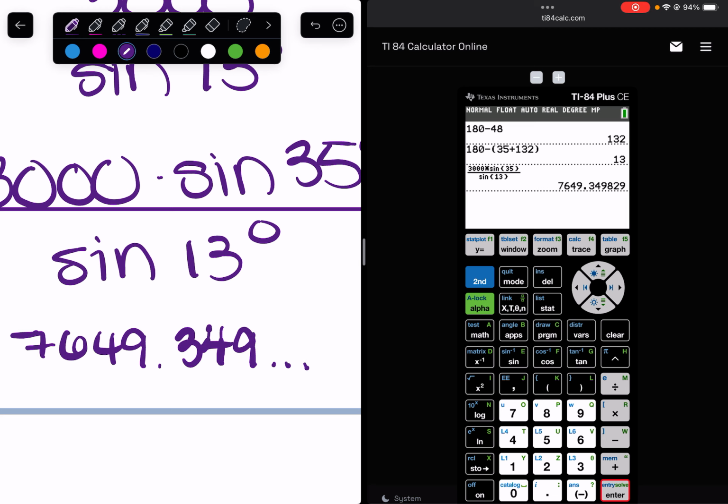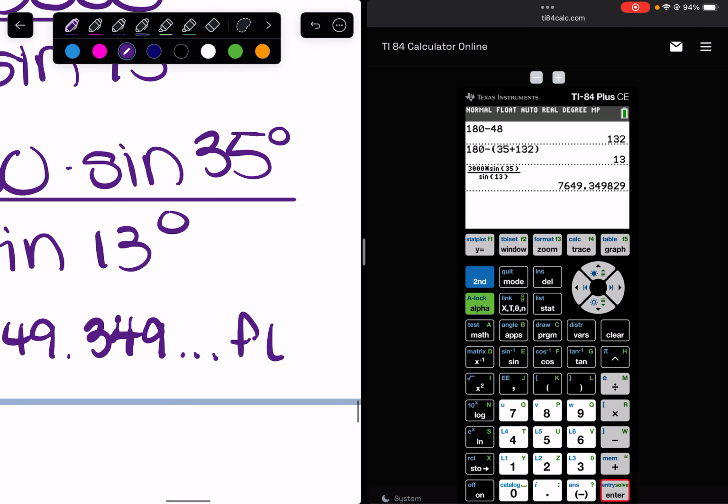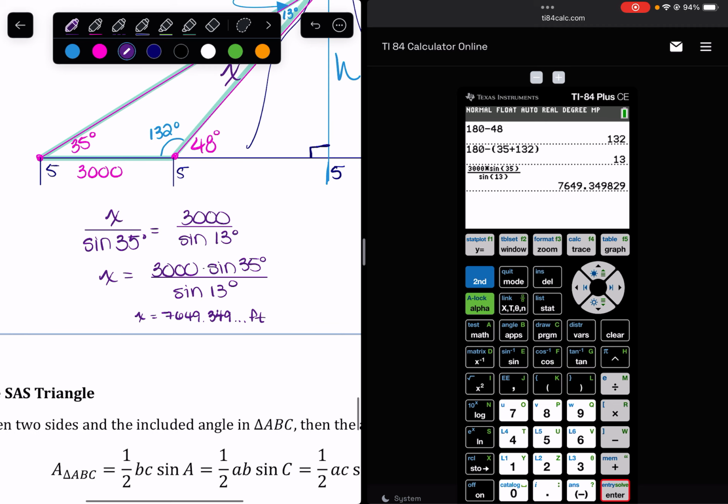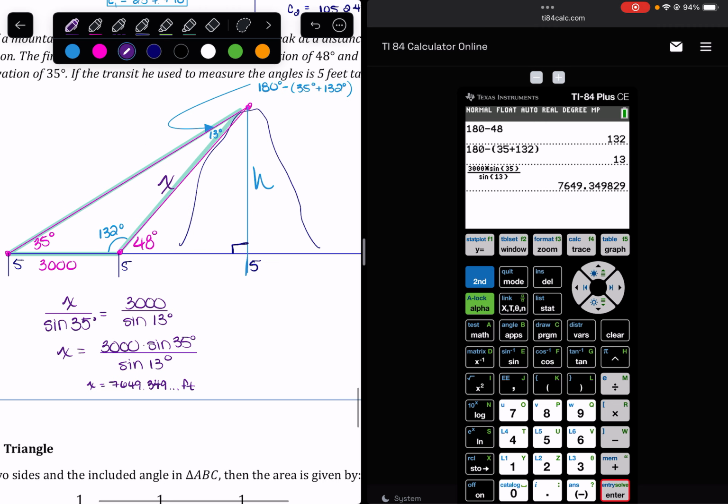7,649.349. What are we in? Feet. So not an answer we need, as far as what we're asked to find, but we've got to find this first so that we can find something else. I don't want to have to remember this number, so I'm going to go into my calculator and store this as X because I called it X. I'm going to hit my STO button, right above ON. It will pull that answer down and save it as my X key. That way I don't have to worry about this number. I can just use it.